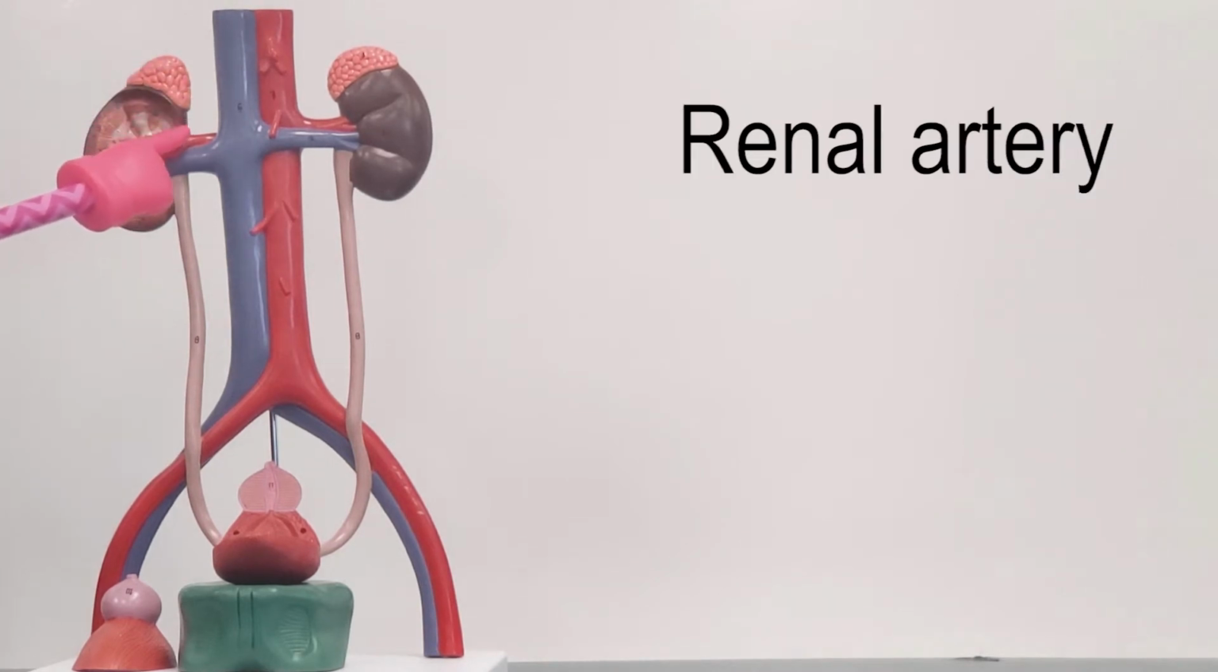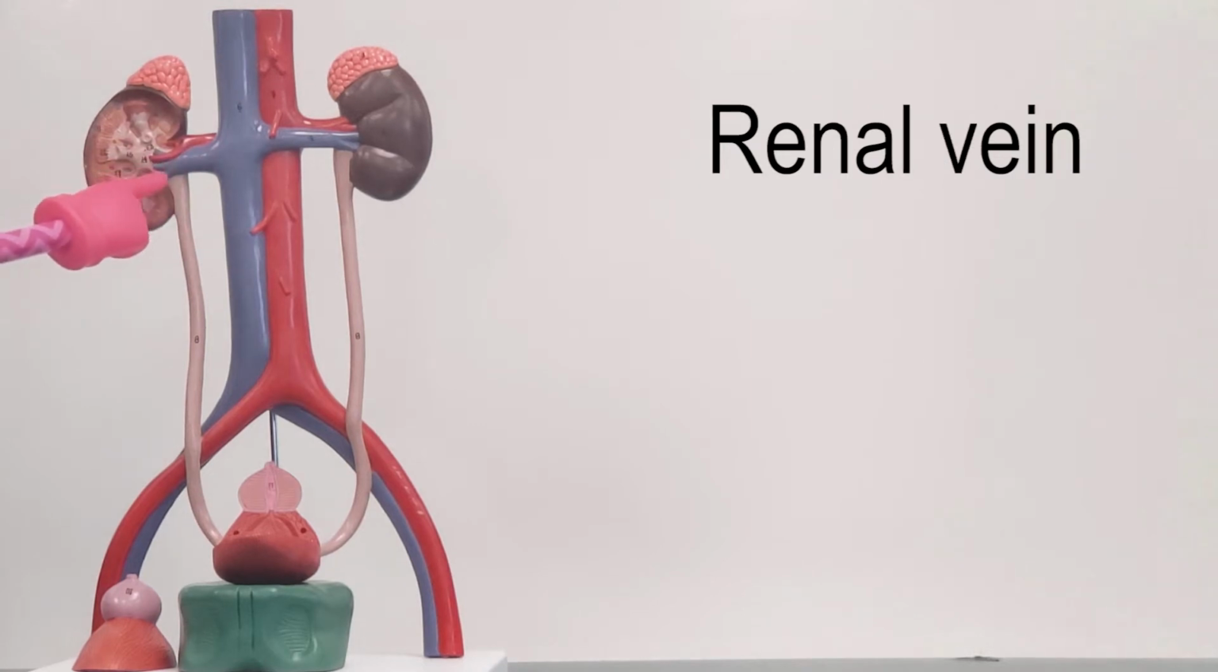Renal artery. Signified by the red artery entering the kidney, the renal artery branches off the abdominal aorta and is responsible for bringing waste-filled blood into the kidney for filtering.